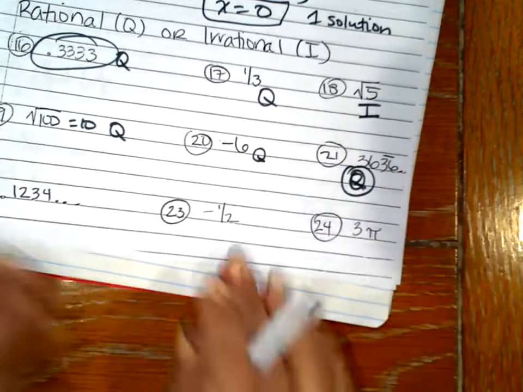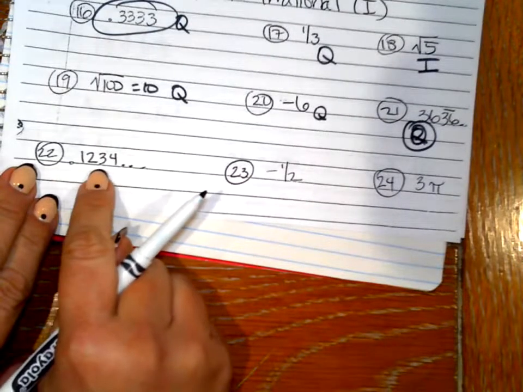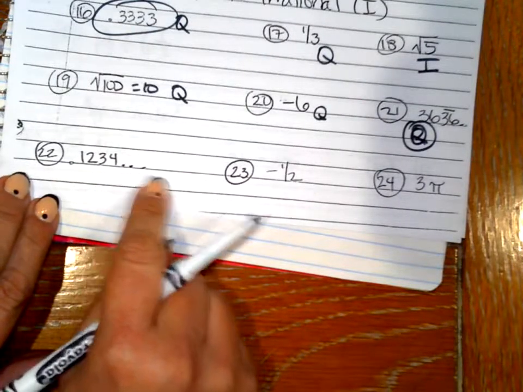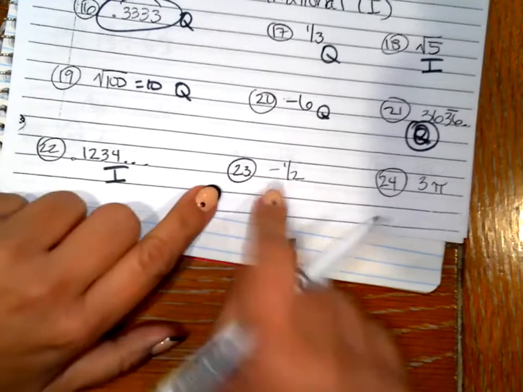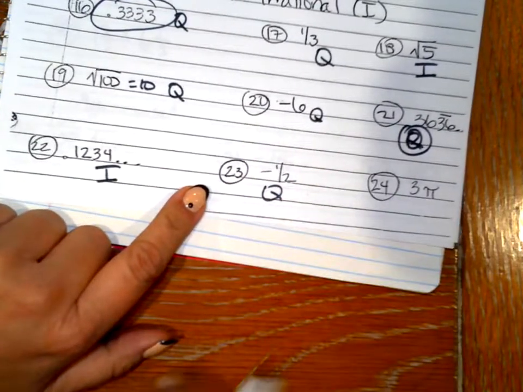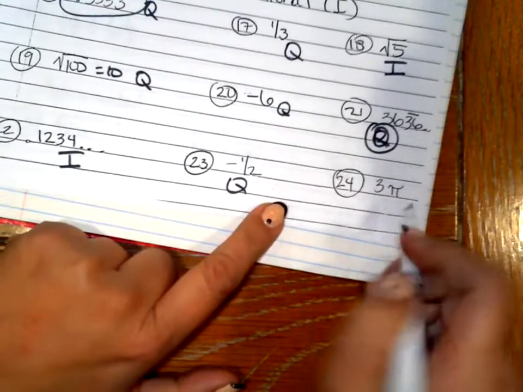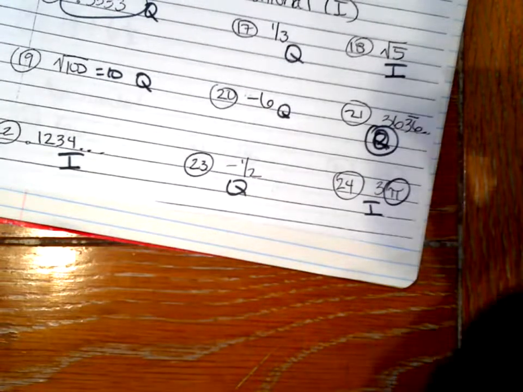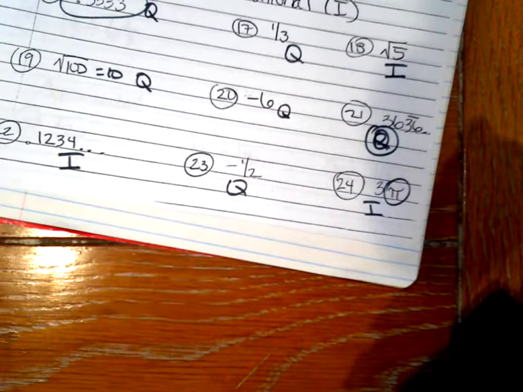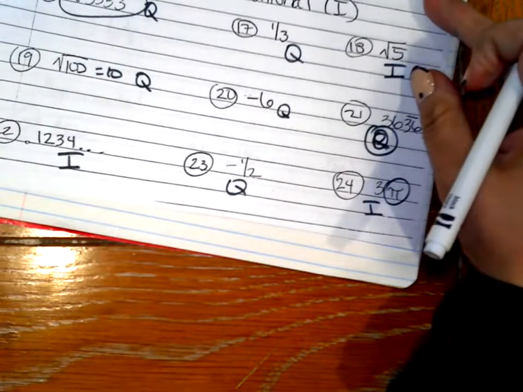Sorry. 0.12345678. Irrational. -1/2. Rational. And 3 pi is going to be irrational. Remember, anything that's going to have pi with it or stuff like that, that's going to be an irrational. Pi is an irrational number.